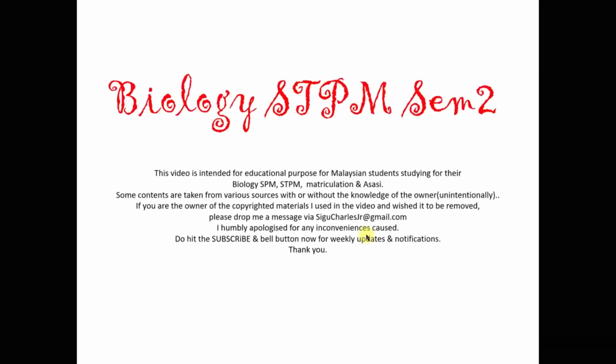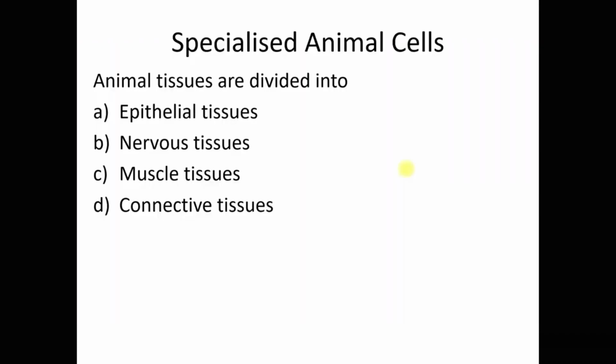So today we are going to discuss the specialized animal cells. Animal tissues are divided into epithelial tissues, nervous tissues, muscle tissues, and connective tissues. For today's video, we are going to discuss the epithelial tissues only.